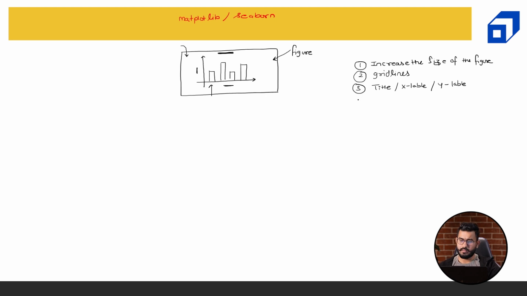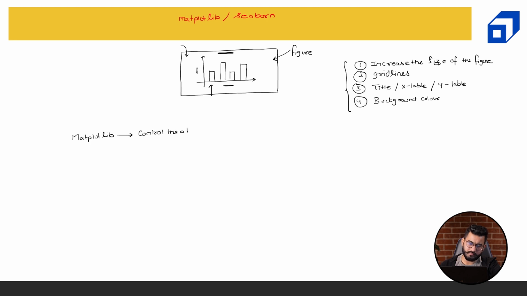Let's say you want to change the background color. So if you want to do anything with the figure, with the background, with the virtual space on which we have kept our plot, then we use the library known as Matplotlib. The library Matplotlib basically helps us to control the attributes of the figure.